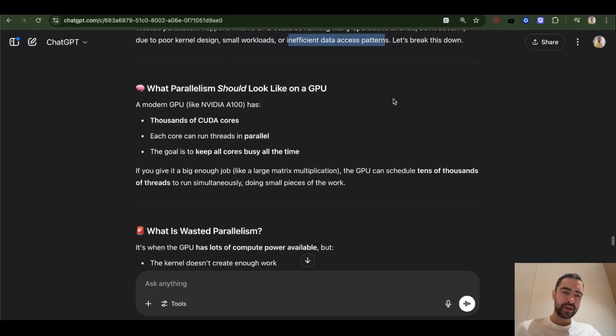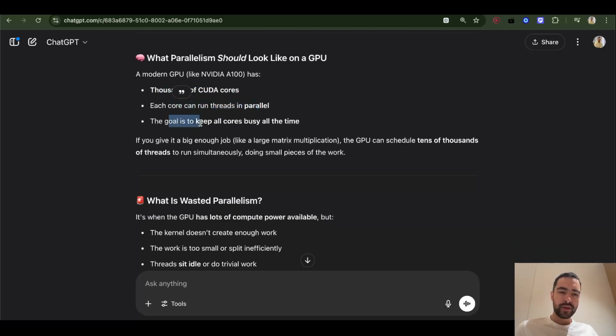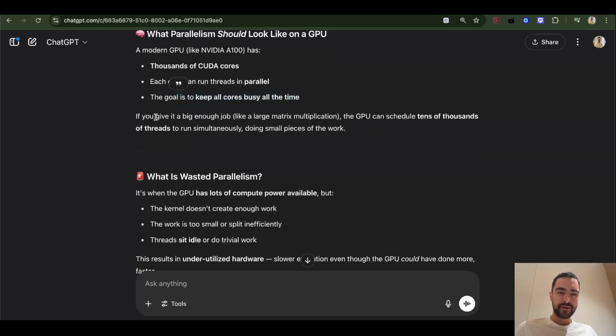Let's break it down here. What parallelism should look like on a GPU. A modern GPU like the NVIDIA A100 has thousands of CUDA cores. Each core can run threads in parallel. The goal is to keep all cores busy all the time. If you give it a big enough job, like a large matrix multiplication, the GPU can schedule tens of thousands of threads to run simultaneously, doing small pieces of the work.